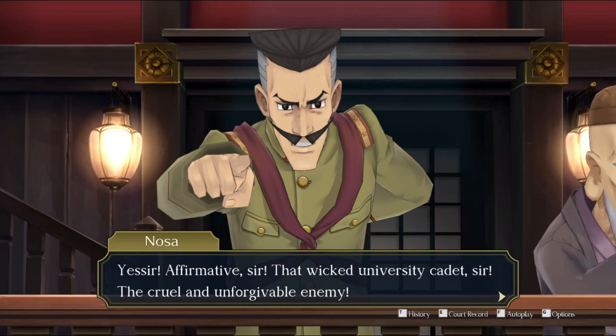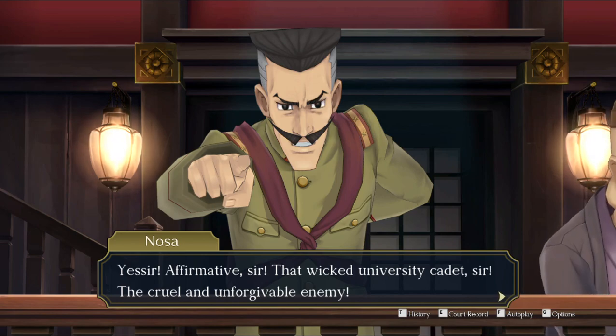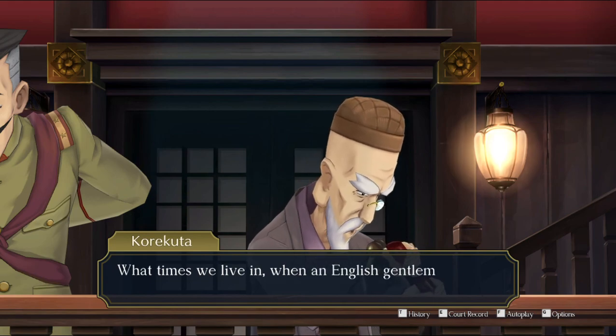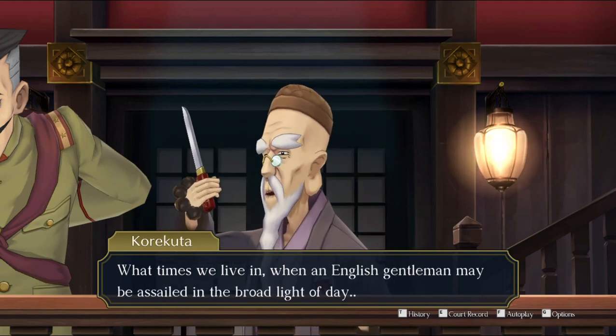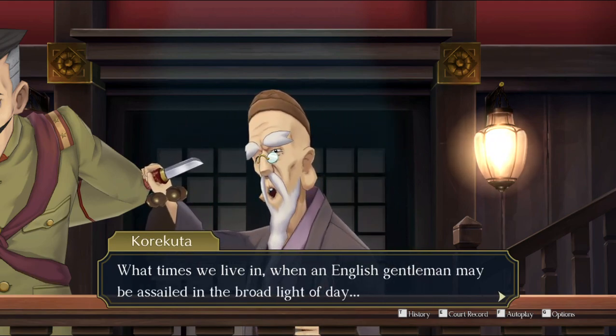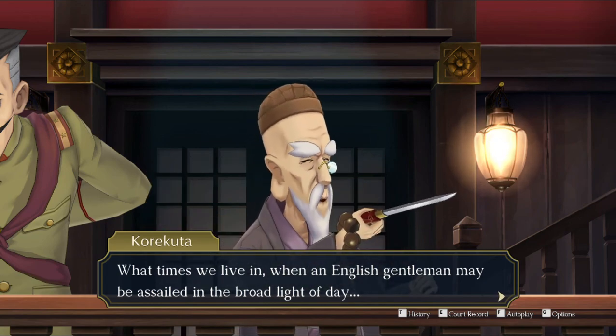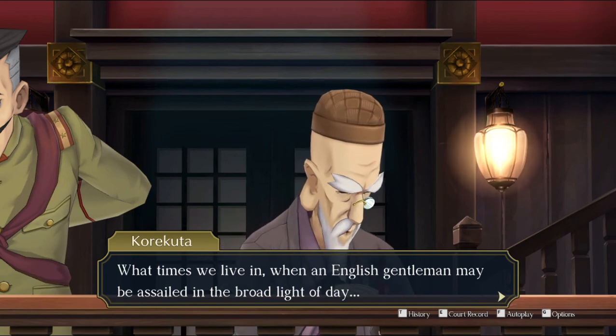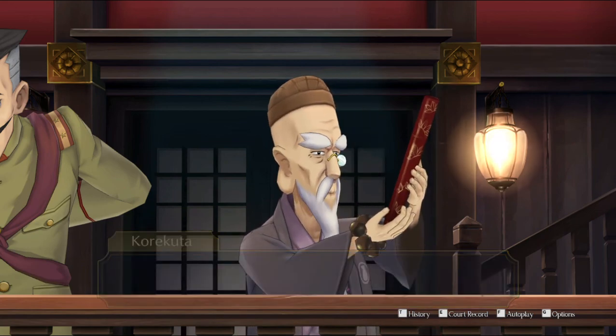That wicked university cadet, sir. The cruel and unforgivable enemy. Oh, it's an artifact of his. What times we live in, when an English gentleman may be isolated? Yeah, isolated in the broad light of day.